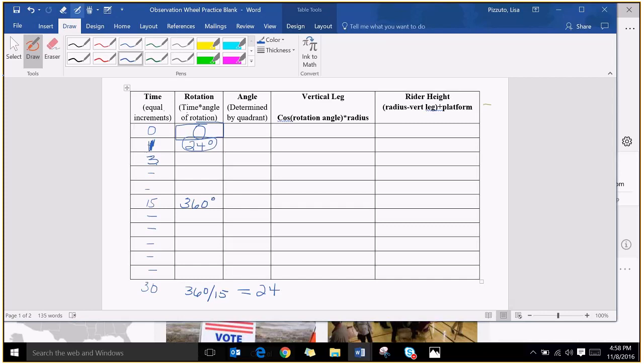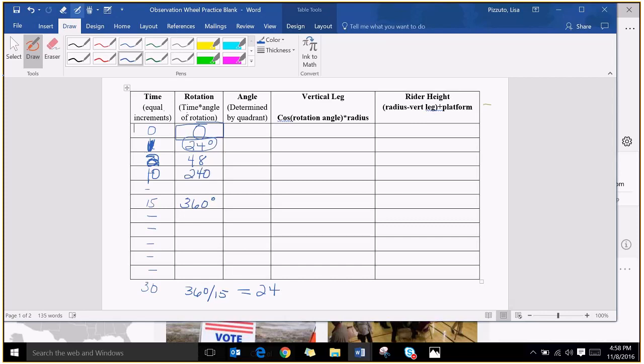Oh, okay, I see what you're saying. But how would I figure out at 3 minutes? Remember, for every 1 minute you're going to go 24 degrees. So how far would you go, let's say, in 2 minutes? Would I just multiply 24 times 2? Right. So what would that be? 48. And so on and so forth, correct? So if it said 10 minutes, then you'd go 240 degrees.